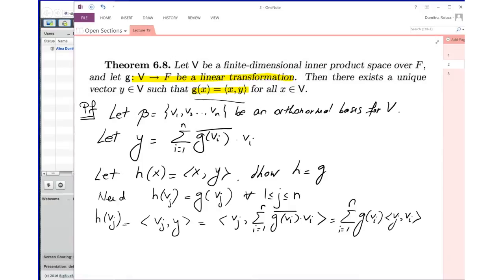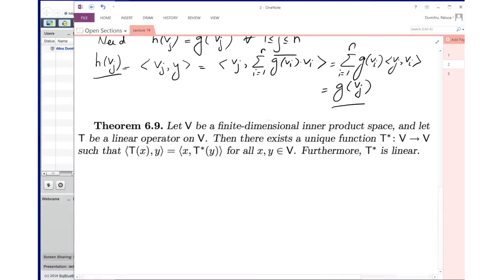But now the inner product between vj and vi is 0 unless i and j are equal, right? In which case it is 1 because that basis was orthonormal. When i equals j, we just end up with g of vj. And that is exactly what we wanted. That h and g agree on a basis, so they agree everywhere.